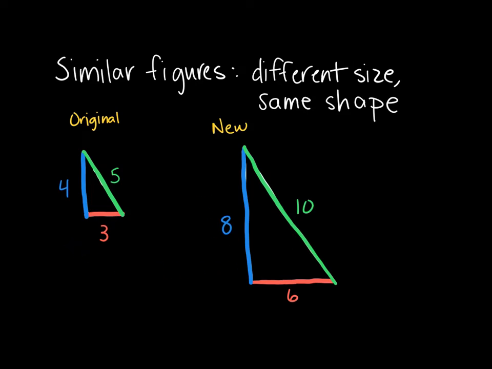Notice a pattern. I have gone from 3 to 6, 4 to 8, and 5 to 10. What I've done each time is multiplied by 2. 3 times 2 is 6, 4 times 2 is 8, 5 times 2 is 10. To get from our original to new, we've multiplied each of these side lengths by 2, and the term for that is scale factor. We have enlarged this triangle by a scale factor of 2.